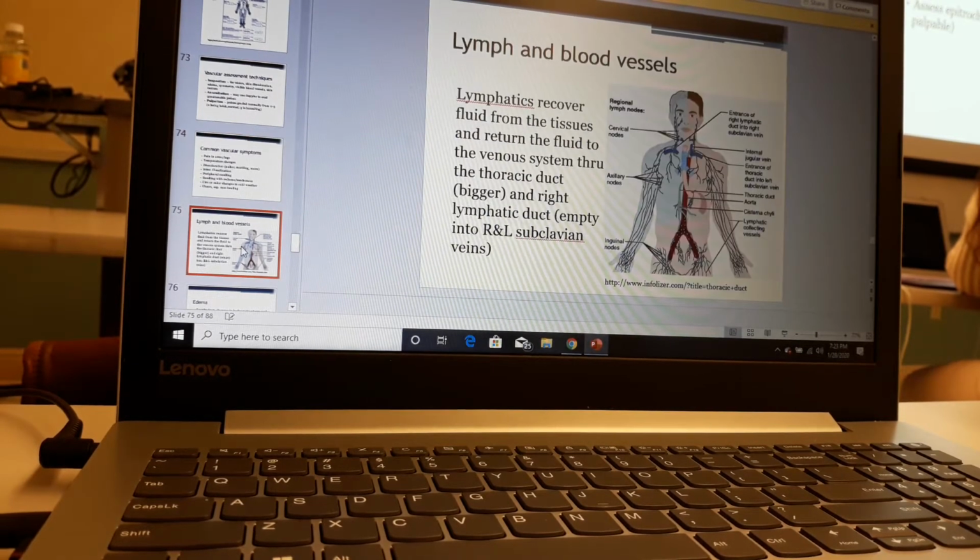So, edema, arms, legs, we talked about pulses, lymph nodes. Again, we should be checking patients in the supine position.